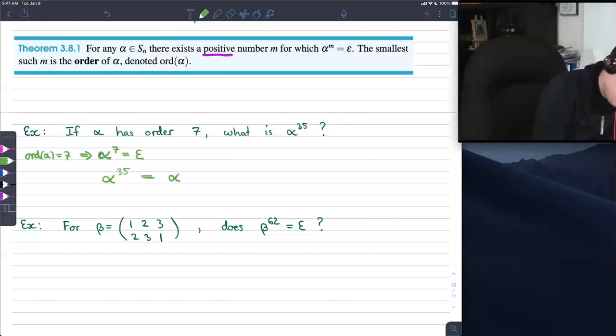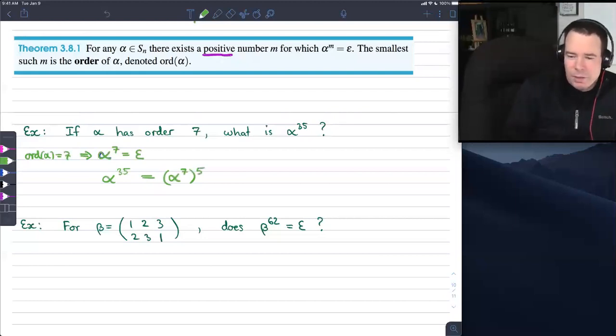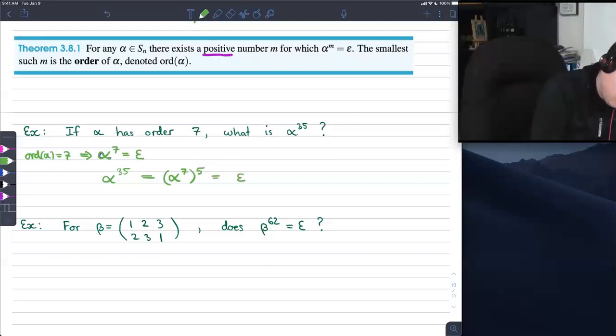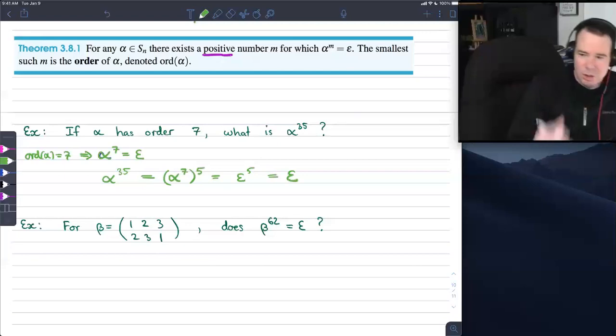So that's alpha to the 7 raised to the power of 5. In other words, if I multiply alpha by itself 35 times, that's like multiplying alpha by itself 7 times, and then doing that new element multiplied by itself 5 more times. This is the identity raised to the 5th power, which is just the identity.